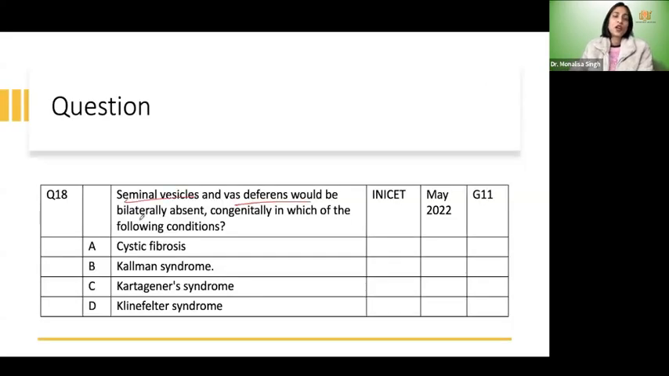There was another interesting question. Seminal vesicles and vas deferens would be bilaterally absent congenitally. Which are the following conditions? We know it. Cystic fibrosis, CFTR gene mutation results in cystic fibrosis as well as bilateral absence of vas deferens. There are a few more interesting questions on male infertility in the NEET PG exams, which we'll discuss later.